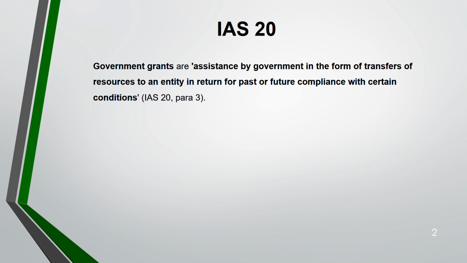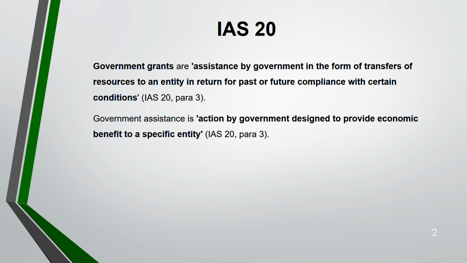Okay, a government grant is any type of assistance by government in the form of transfer of resources to an entity in return for complying, either in the past you have complied with certain conditions, or in the future if you comply with certain conditions, you will be eligible for the grant from a government. So a government assistance is action by government designed to provide economic benefit to a specific entity. That is an assistance.